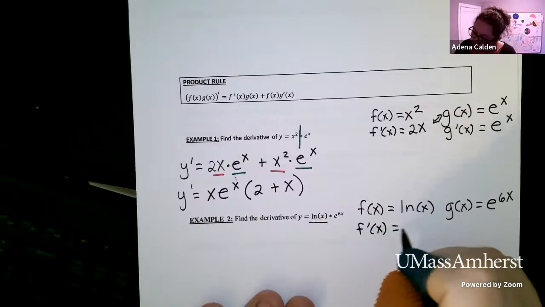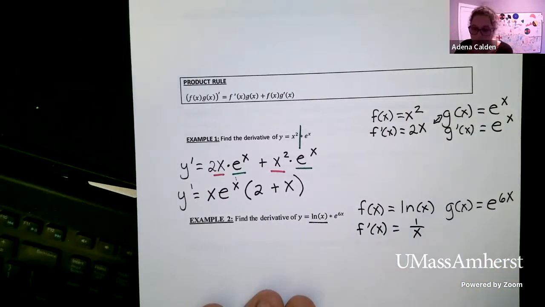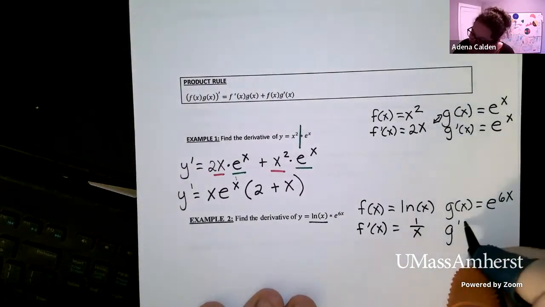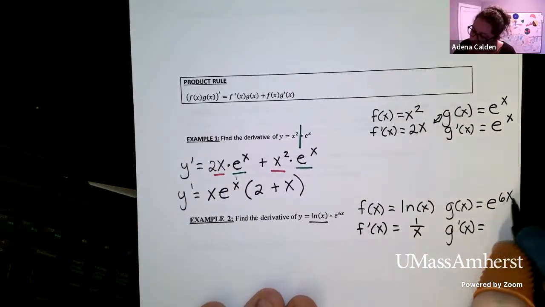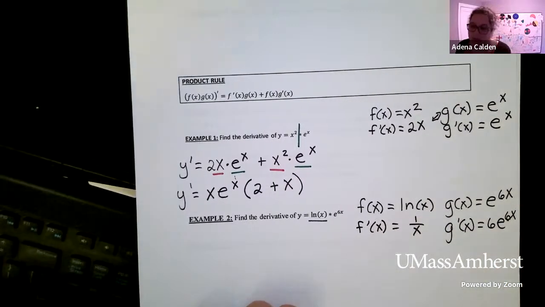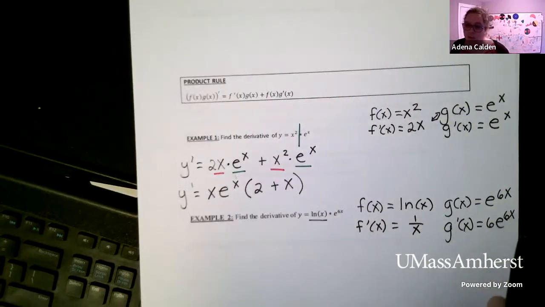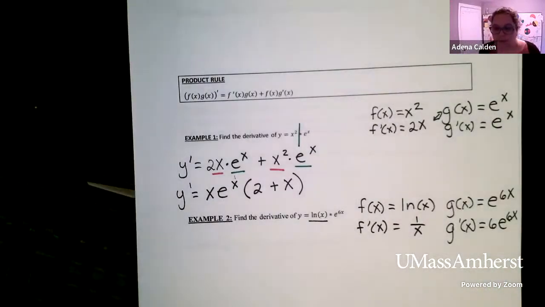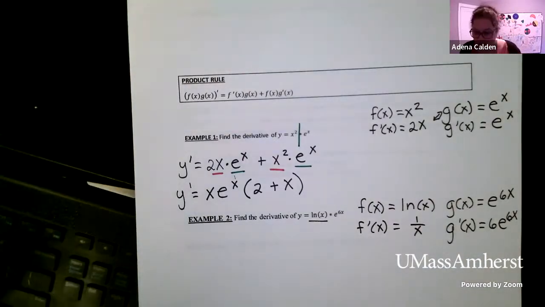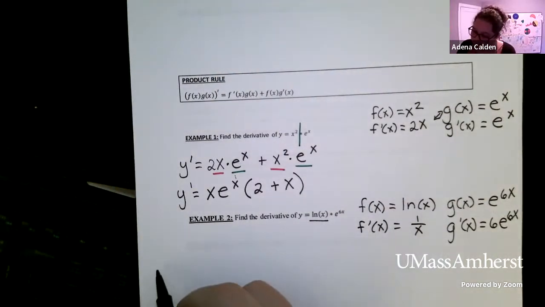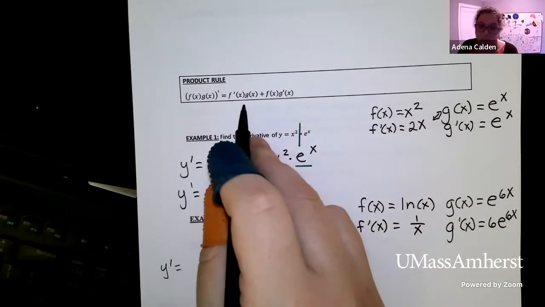The derivative of ln x is 1 over x. The derivative of e to the 6x is 6e to the 6x. The 6 can be in front of the e term or multiplied after. Either is fine, they mean the same thing. Okay, so now we're going to put these together using our product rule.